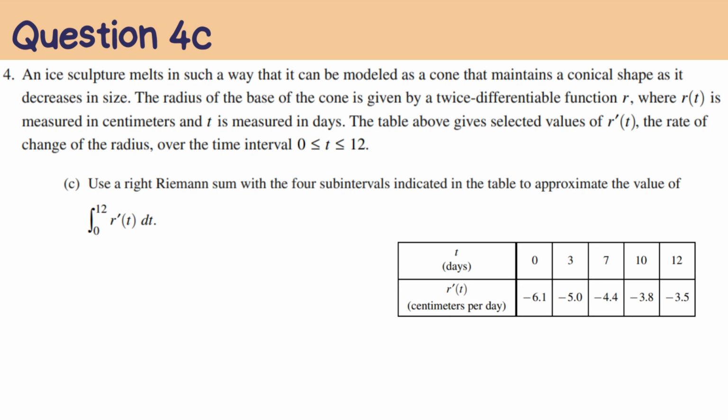Now on to question 4c. We have to use a right Riemann sum with 4 subintervals to find the value from 0 to 12 of r prime of t. Let me just do a quick sketch of what the graph should look like.